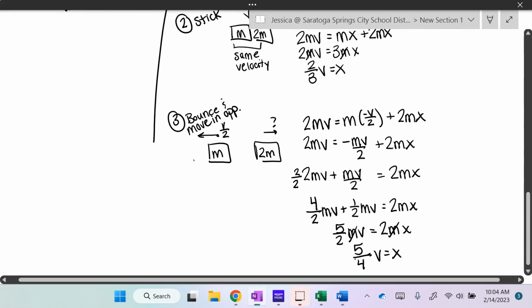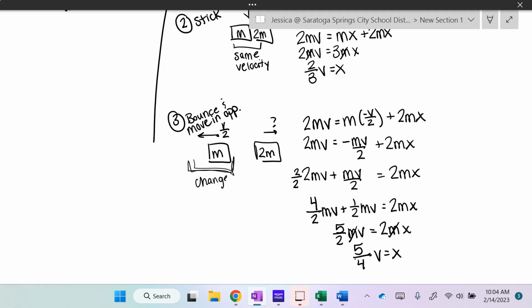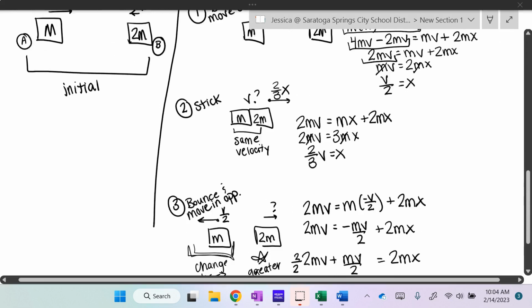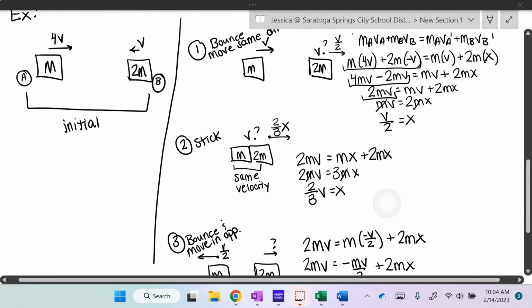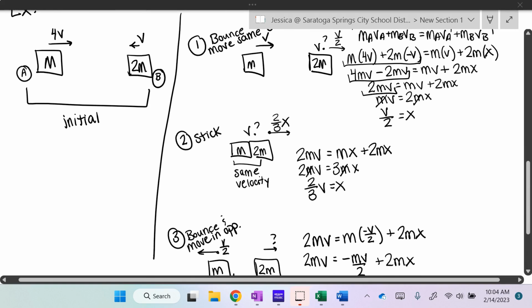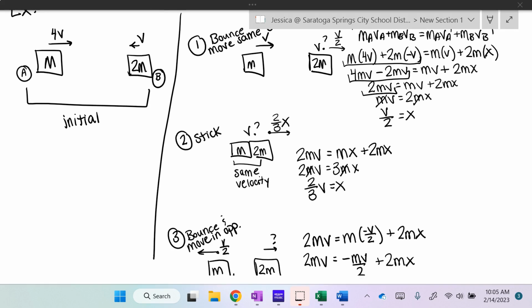And that's because when this block m, or when any block changes directions, that's going to lead to a greater change in momentum for that block, which means that this block is going to have a greater change in momentum, which is why we end up with the fastest speed when they bounce off of each other and move in opposite directions. And it looks like we get the least amount of speed when they bounce and move in the same direction.